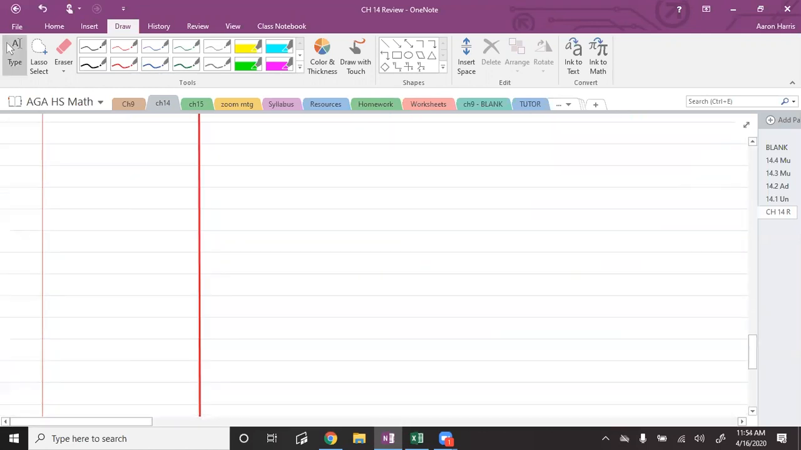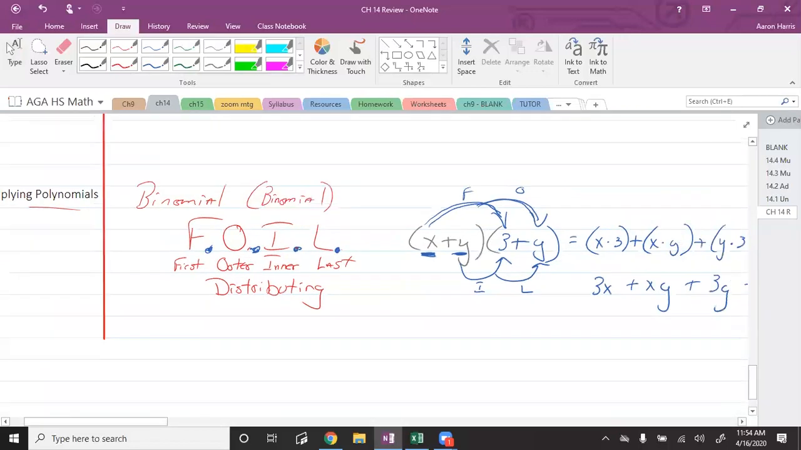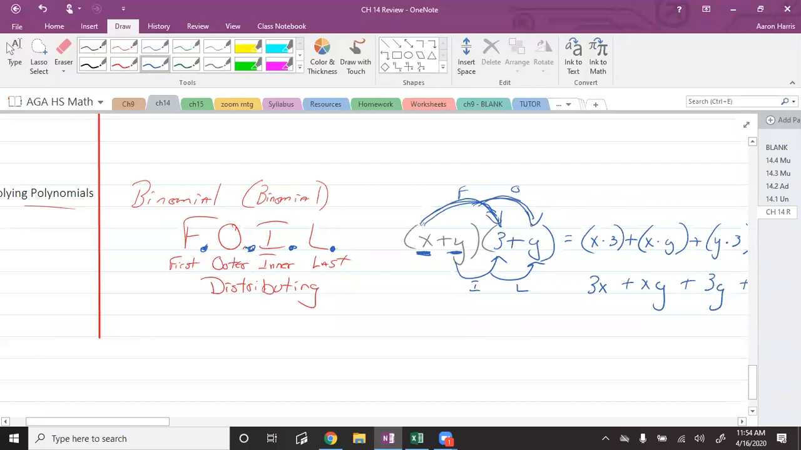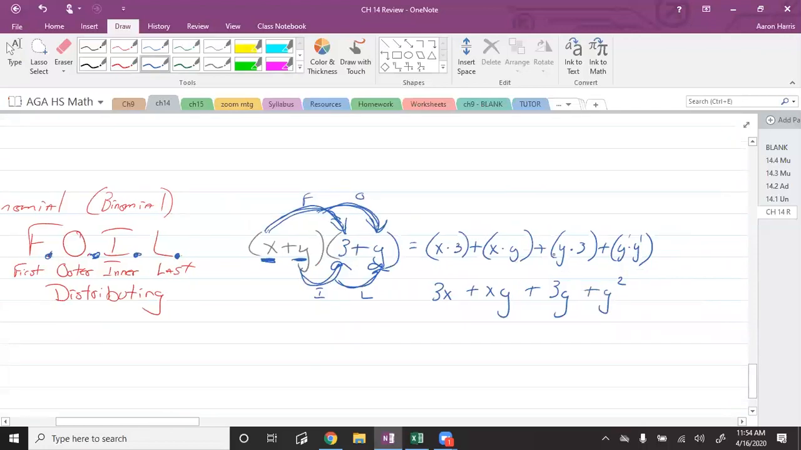All right. And then multiplying binomial times a binomial, we have something called FOIL. FOIL is what? First, outer, inner, last. Good. First, outer, inner, last. So how many different arrows do I get? 4. So I multiply each term in the first to each term in the second. So I get x times the 3, x times the y. Then I have y times the 3 and y times the y. And then all I have to do is combine like terms if there's anything left. Does that make sense?